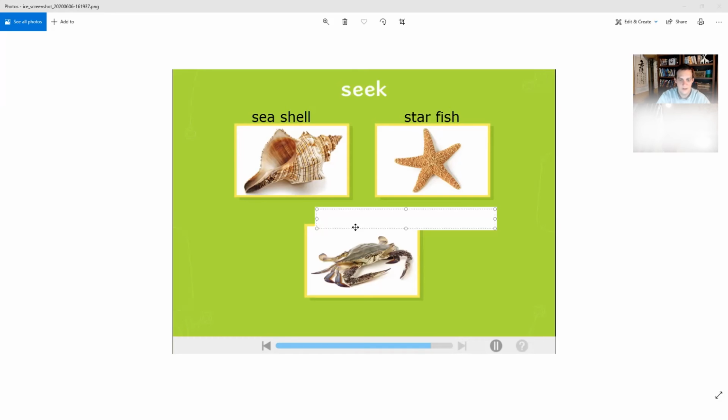Crab. No fish, just crab. That one is a crab. So we got the seashell, the starfish, and then the crab. So when you go to the sea, when you go to the beach, what do you like to seek? What do you like to look for?